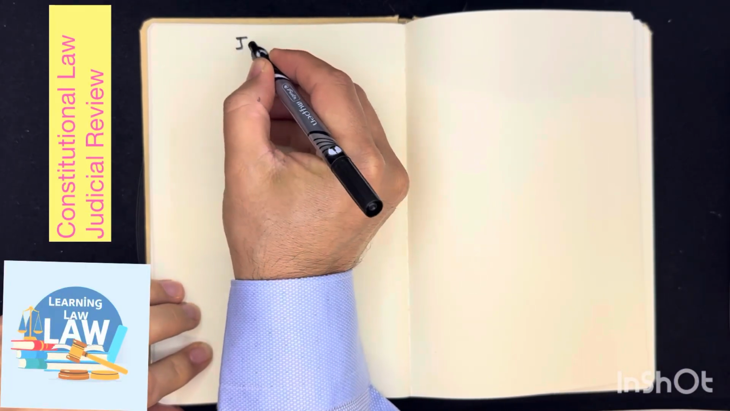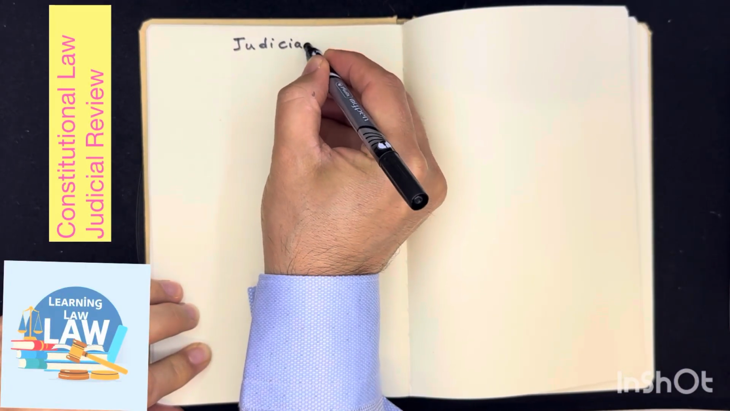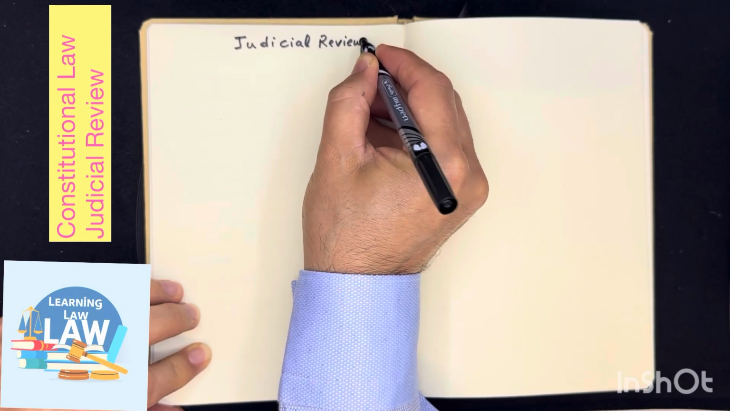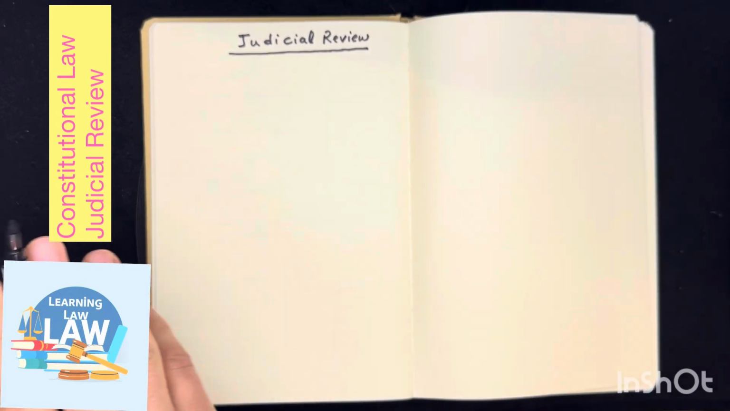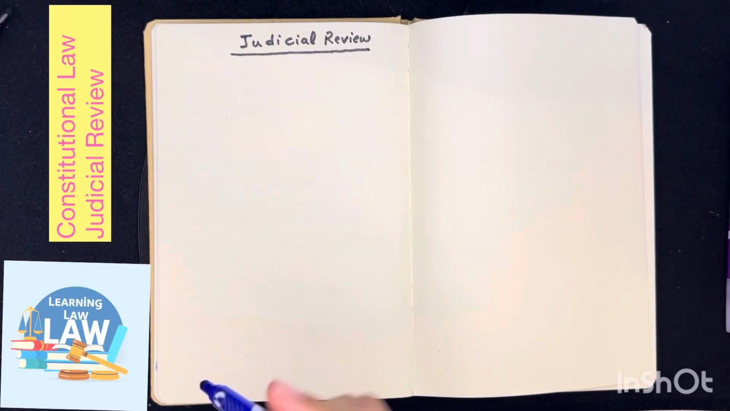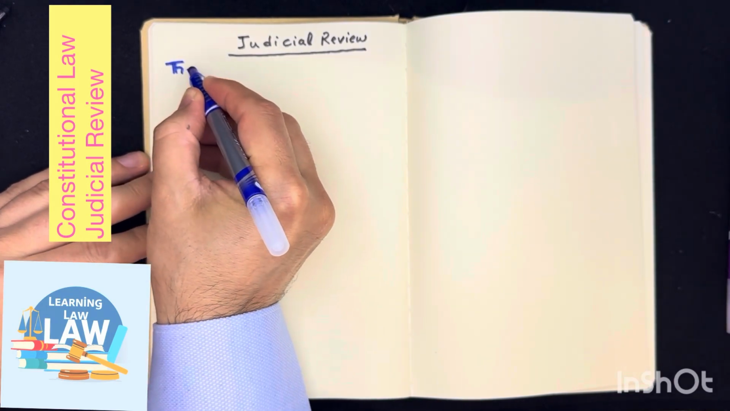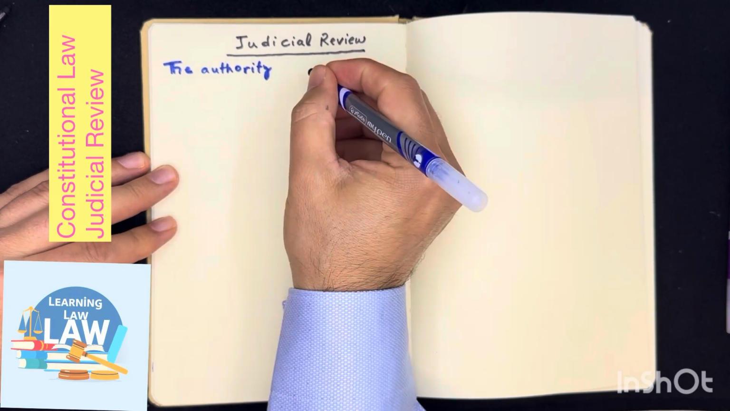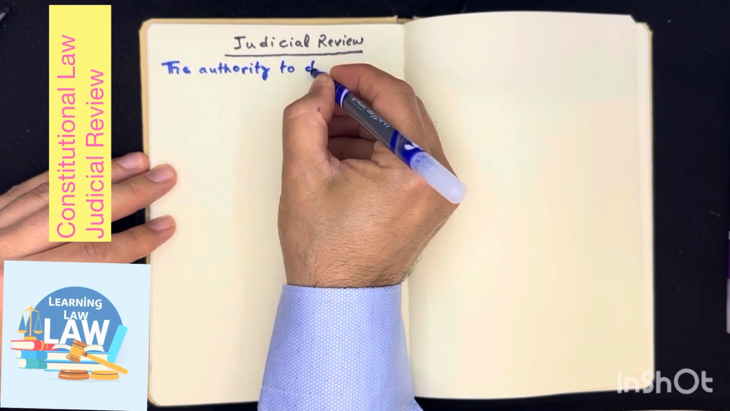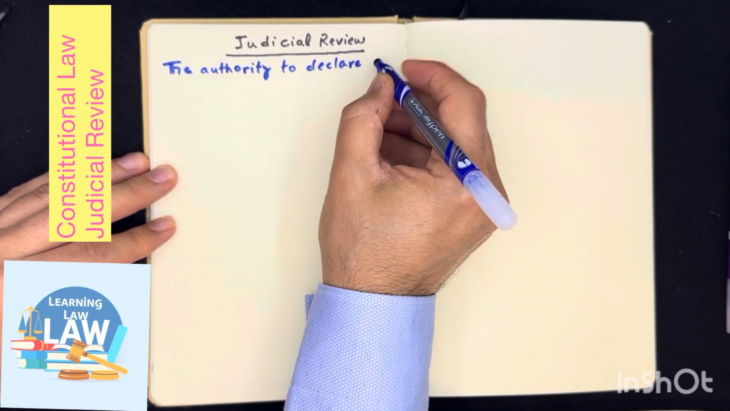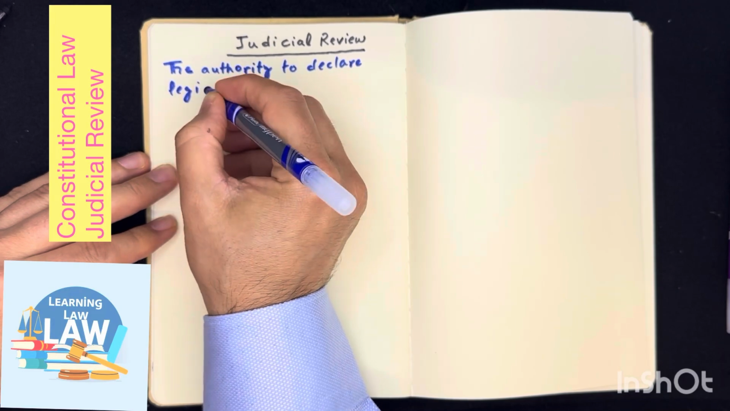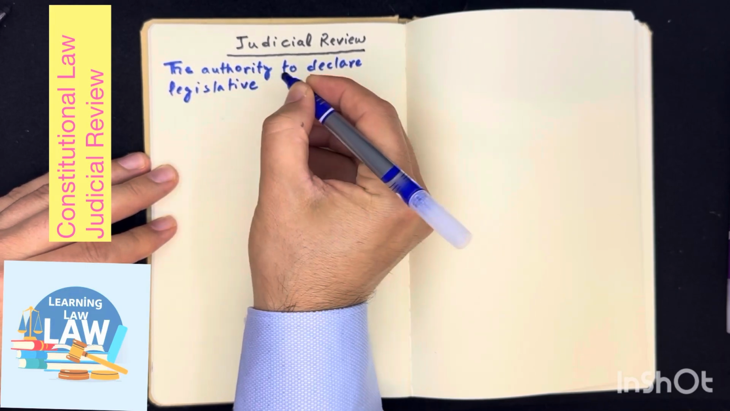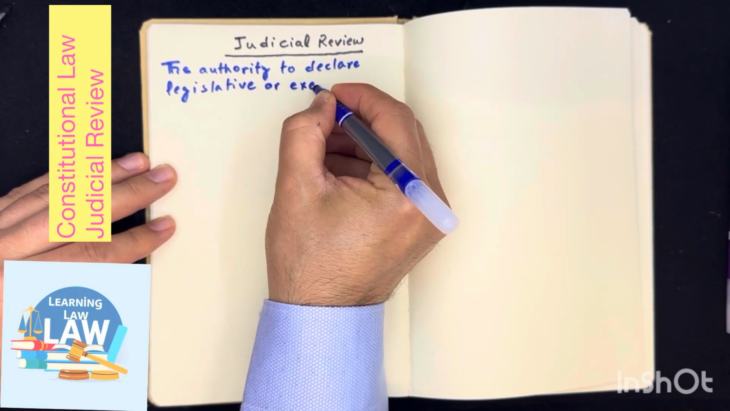Okay guys, welcome again. In this video we are going to talk about judicial review and its relevance to constitutional law. Judicial review. The US Constitution does not explicitly grant the Supreme Court the power of judicial review, the authority to declare legislative or executive actions unconstitutional. However, the Supreme Court established this power in the landmark 1803 case, Marbury versus Madison.